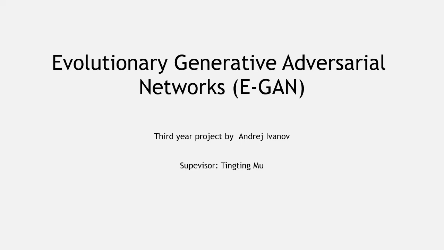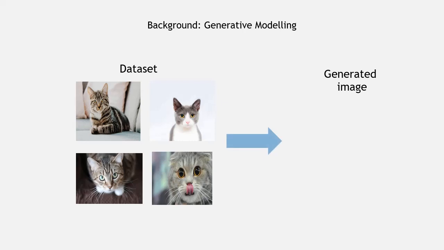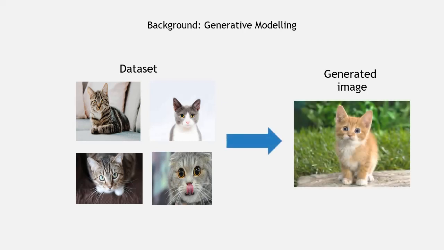In my project, I extend a previously proposed modification of the GAN called the evolutionary GAN, which aims to overcome these problems with evolutionary methods. Firstly, I will describe the problem of generative modeling, which is the general problem my approach is aiming to solve. In generative modeling, given a dataset of examples of some real-world phenomenon, the goal is to learn to generate new samples from the phenomenon. For example, given a dataset of images of cats, the goal is to learn to generate new, previously unseen pictures of cats.